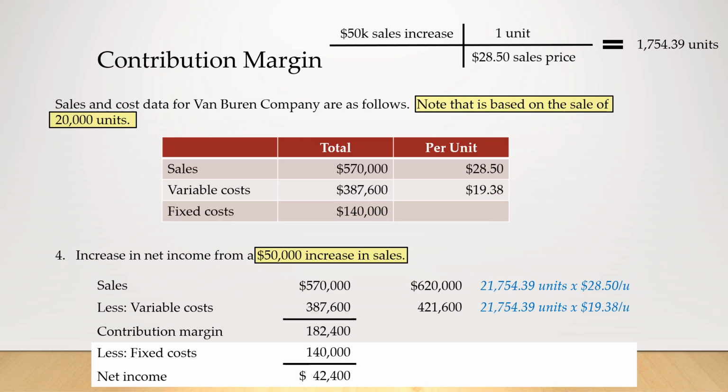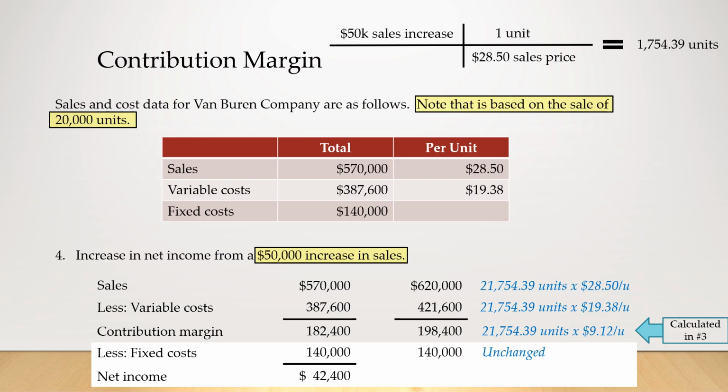The new contribution margin would be $198,400. Those units multiplied by our unit contribution margin. Fixed costs of $140,000 will not change because they are fixed. The new net income will be $58,400, $16,000 greater than the original amount of $42,400. This dollar increase reconciles with the increase calculated from the formula.